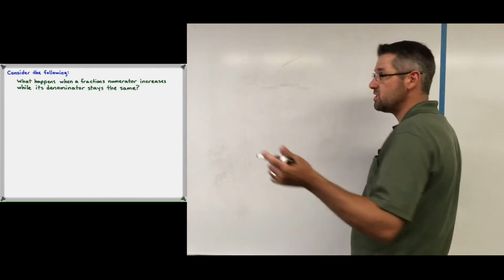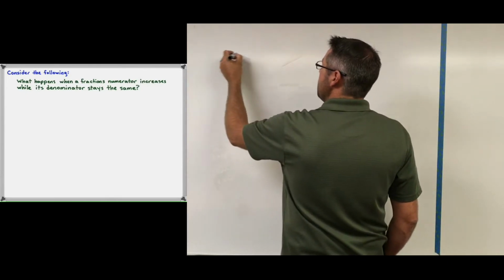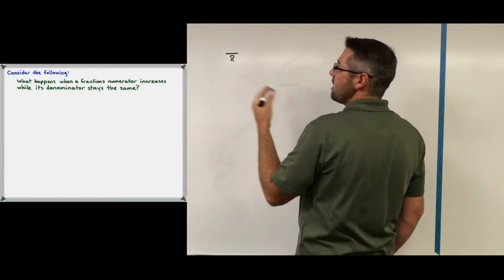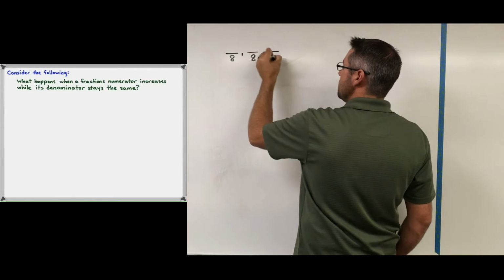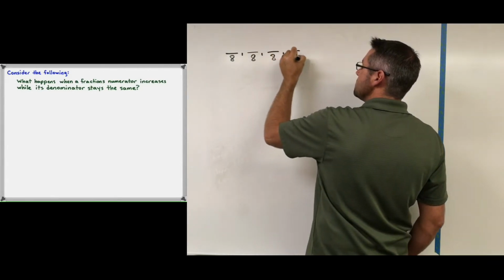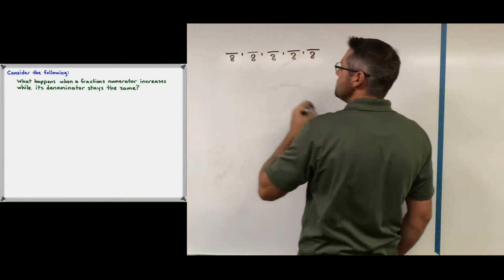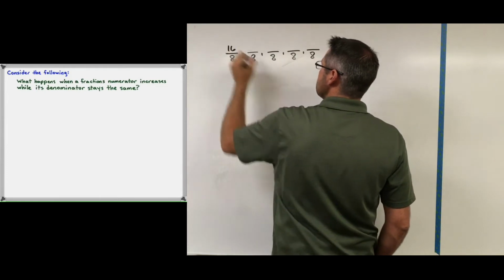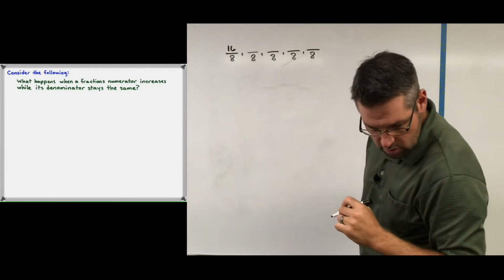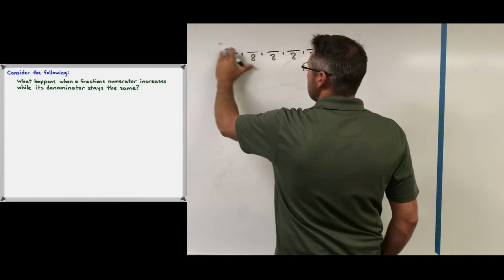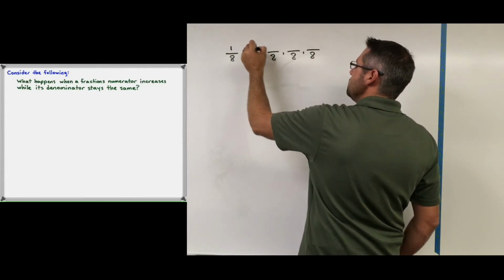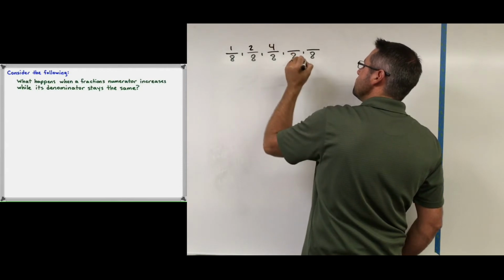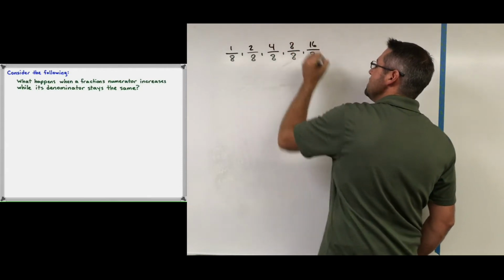So I'm going to go through an experiment with you. If the denominator is staying the same, let's just say the denominator is 8. And that stays the same as we look at a sequence of numbers. Okay? The numerator is increasing, so let's say we start out at 1, and we go to 2, and we go to 4, and we go to 8, we go to 16.